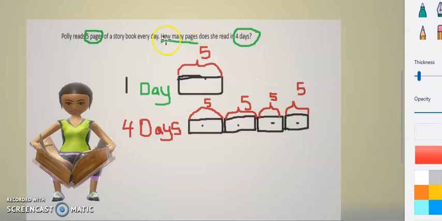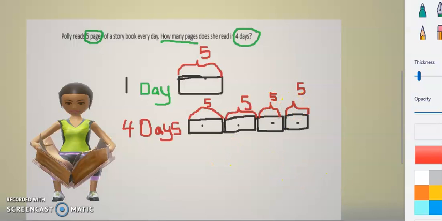My question is asking how many pages does she read in 4 days? So I need to find out how many she reads in 4 days. This 1 day shows me that 1 day equals 5, right? This is all this is showing me. 1 day equals 5. And 4 days equals 4 fives. See, 1, 2, 3, 4. There are 4 days here, and each of them has 5 pages that she reads.